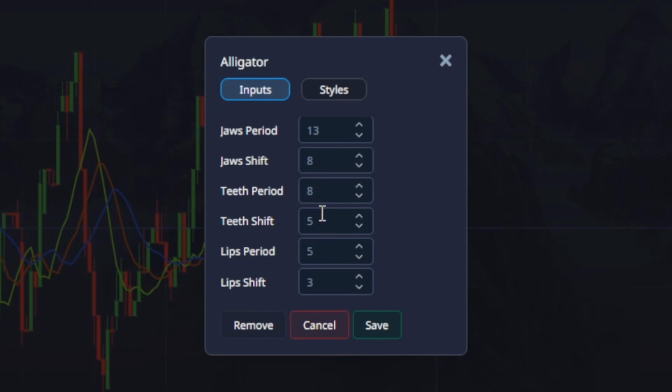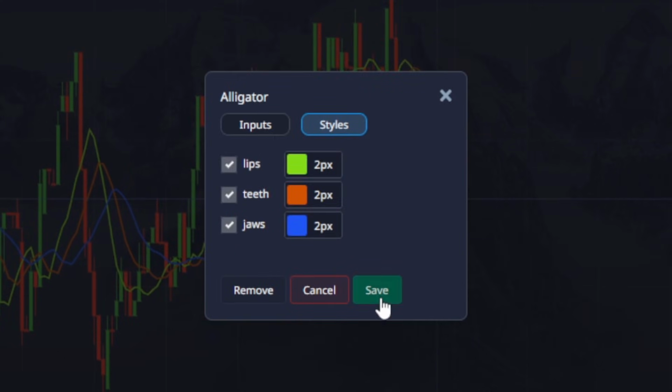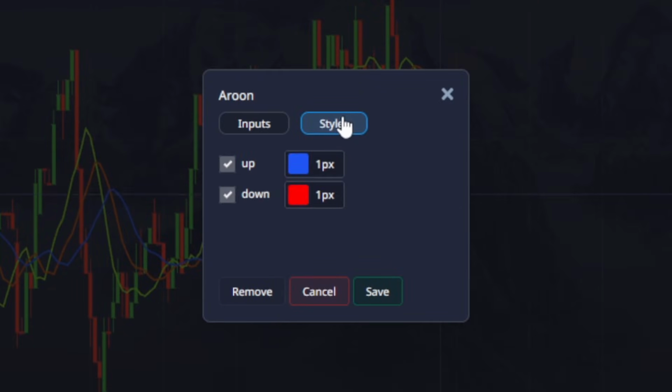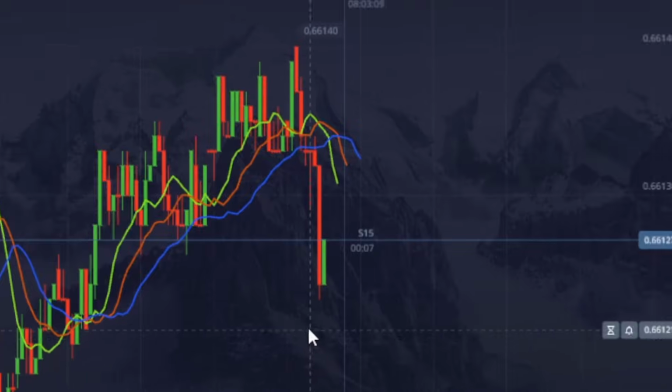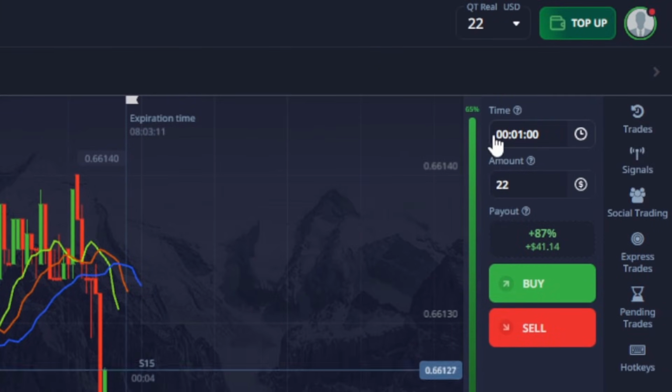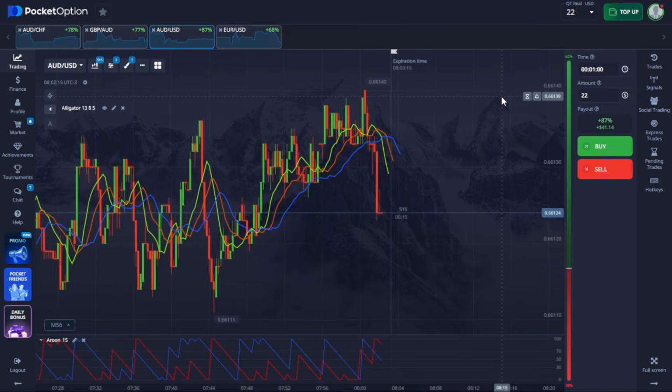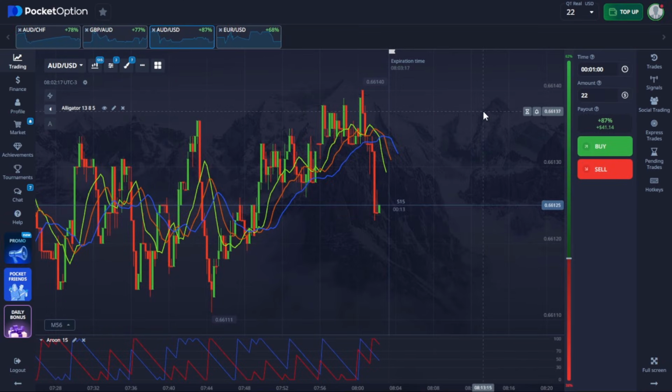13, 8, 8, 5, 5, 3 for the jaws, teeth, and lips, and that's the color. The Aroon, guys, we're gonna use 15. That's the normal, full settings, and we're gonna use a 1 minute expiration time, and we're gonna start with $22. I'm going to do a compound return on trades this year again.